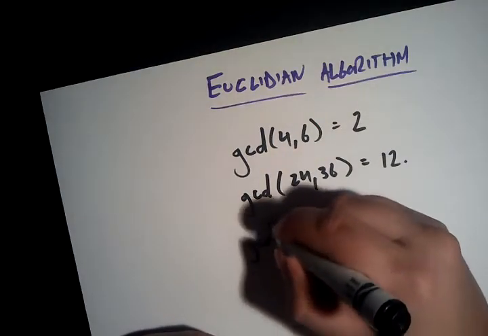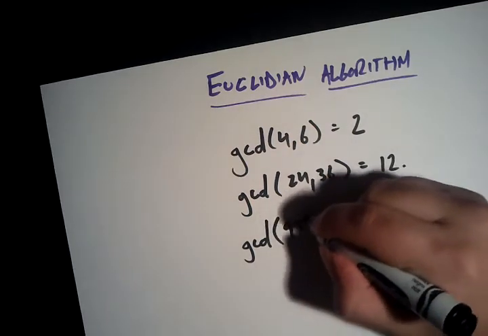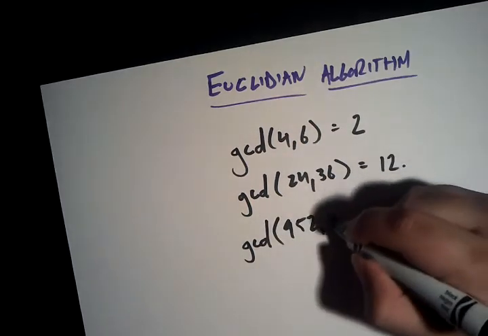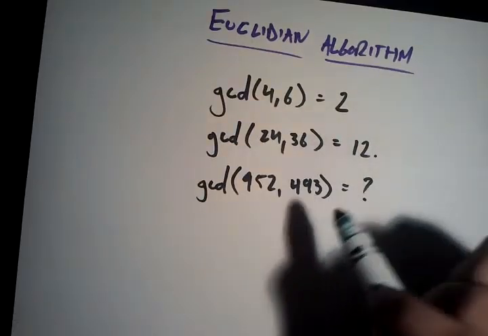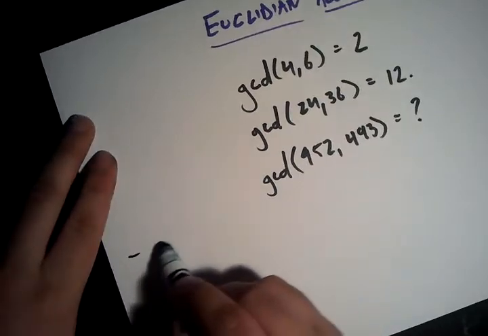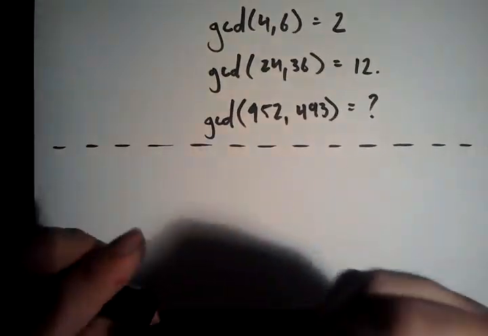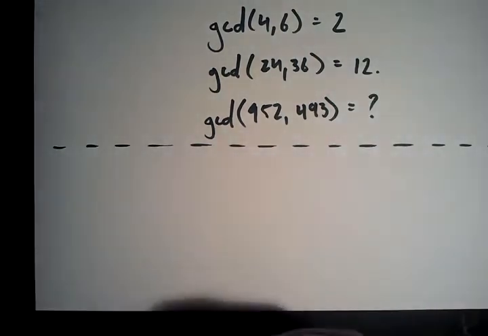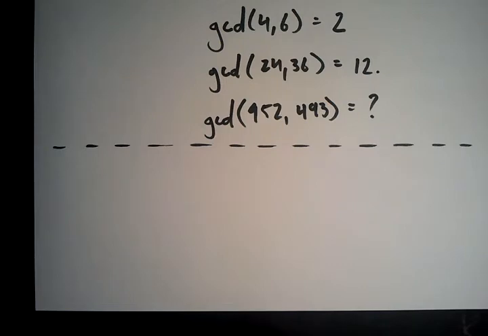But what if we have difficult numbers, like we're trying to find the greatest common divisor of 952 and, let's say, 493? There's no easy way to tell, especially because this is odd, this is even, so there's no factor of 2. So this is where the Euclidean algorithm comes in. And this is what calculators will use to find it if you have some calculator program. So we're going to, below this line, start it.